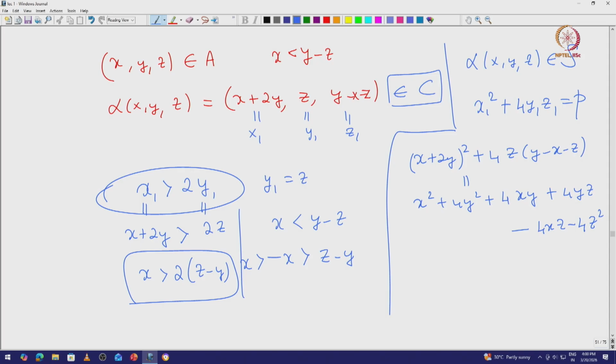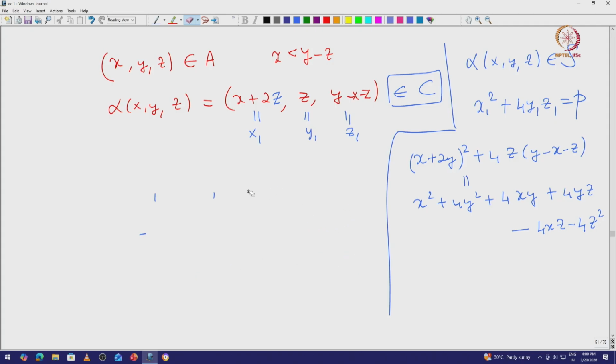Okay. So, I guess I have made some mistake. Yeah, so it is supposed to be z here. So the very first term is x plus 2z comma y minus x minus z. So then if you go back to these calculations, so let us write it properly.